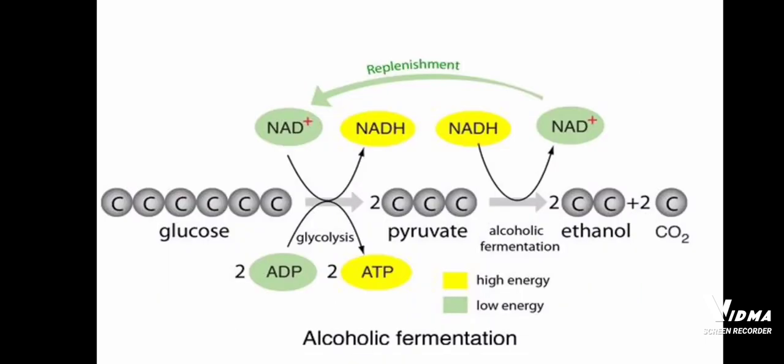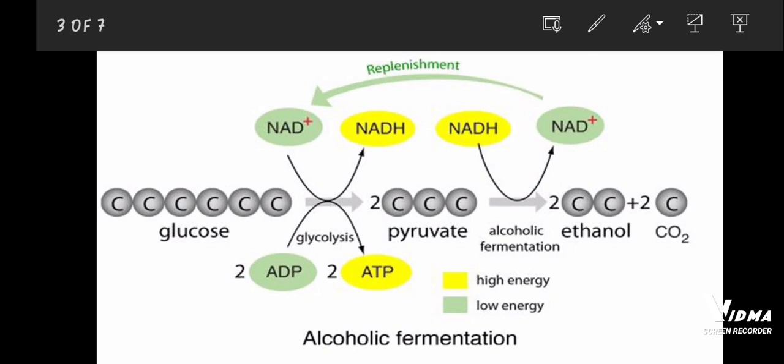First, alcoholic fermentation. In alcoholic fermentation, first glucose is converted to pyruvate in the process of glycolysis, which takes place in the cytosol or cytoplasm. Then the pyruvate is converted to ethanol in the presence of the enzyme alcohol dehydrogenase.